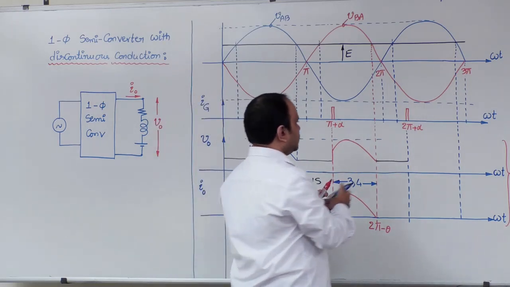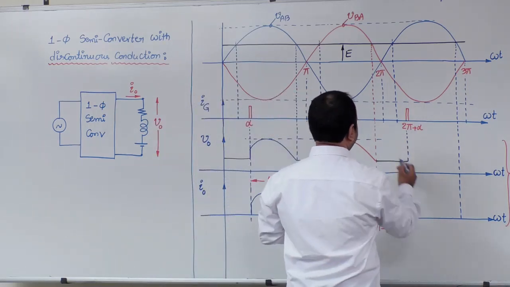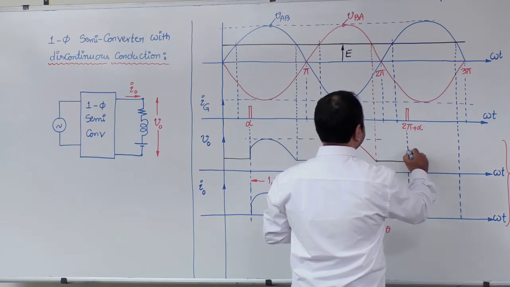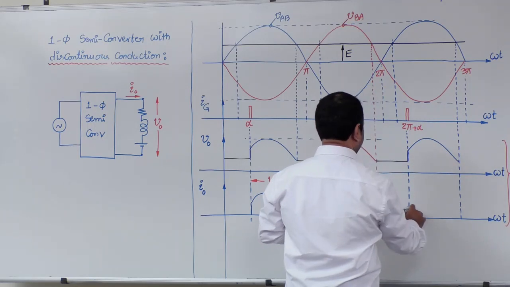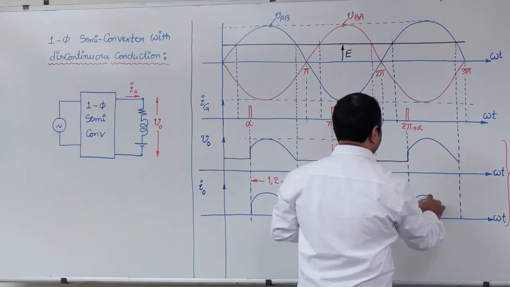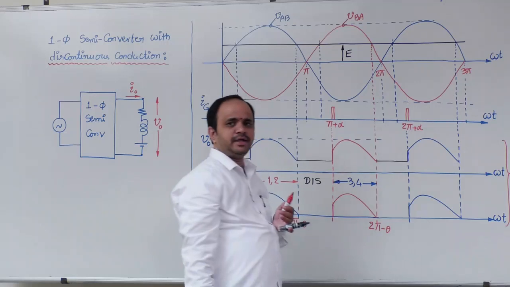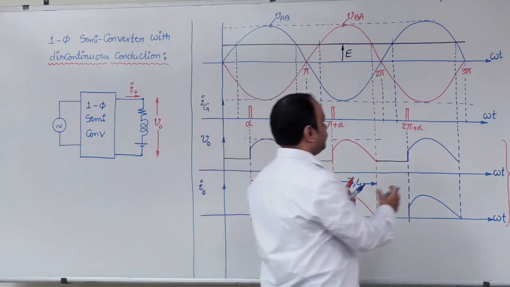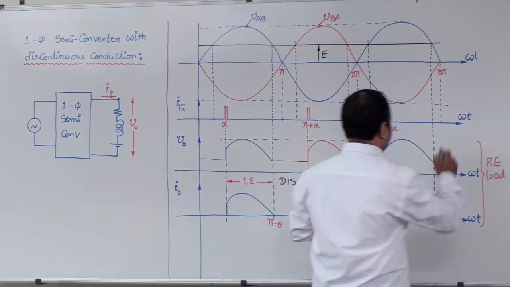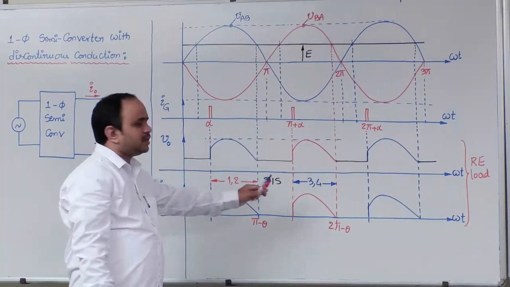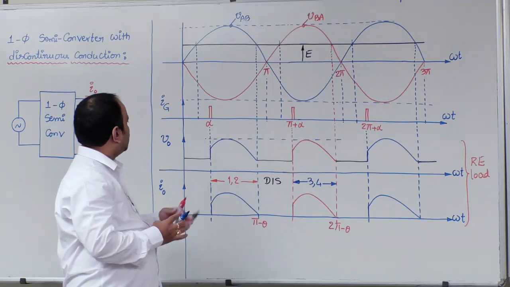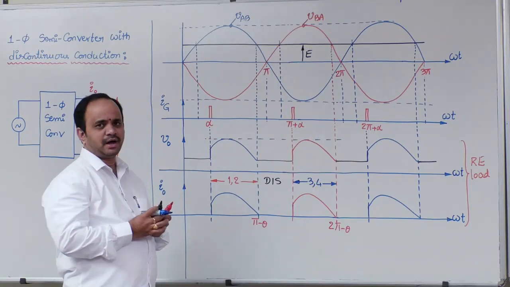Now at 2 pi plus alpha, what happens? Again the VAB, the same waveform will repeat periodically. This is how the V0 and I0 waveforms look. At this instant, output voltage will be load EMF E. These are the waveforms for single phase semi converter with RE load.